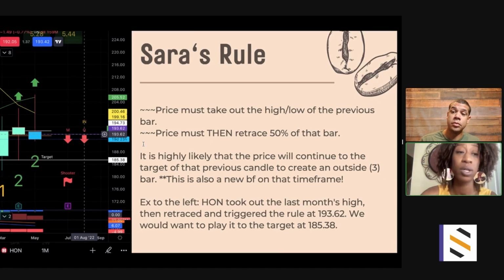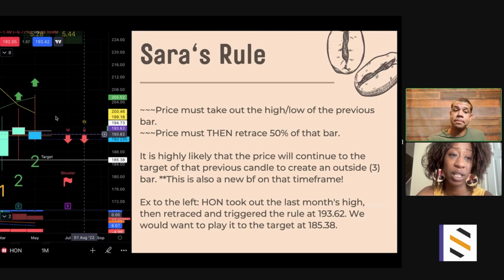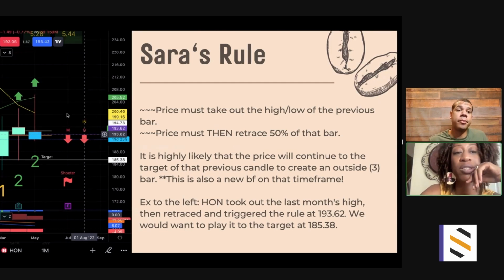You can capitalize on a really decent size move. So for instance, this is HON on the left, and this is a 50%. This is how it has triggered on the monthly time frame. As you can see, from the previous bar, it took out that high right here. It then retraced, and right here at 193.62, it triggered the 50% rule. It's 50% of this previous candle right here. So we can assume that now that it's triggered this 50%, it will continue selling down to this target, which is the low of the previous bar.